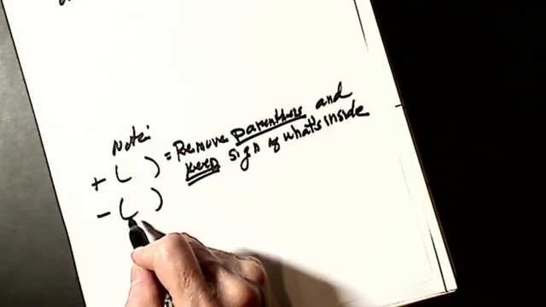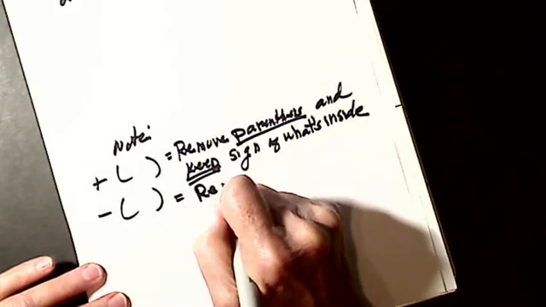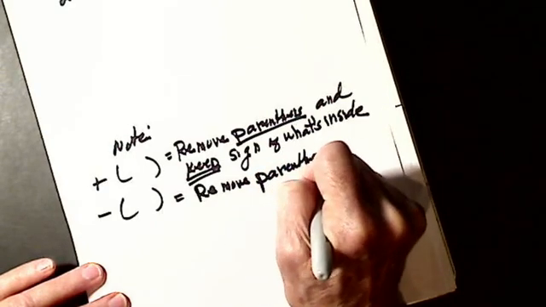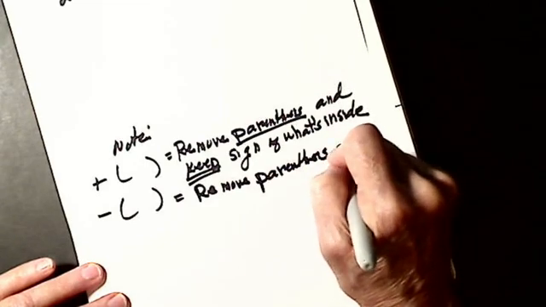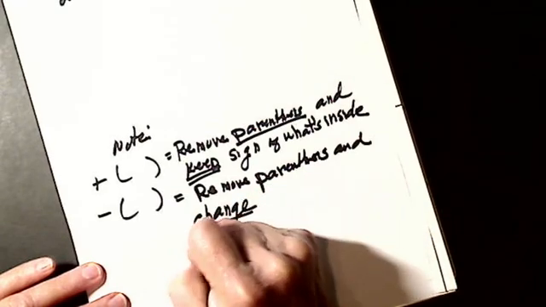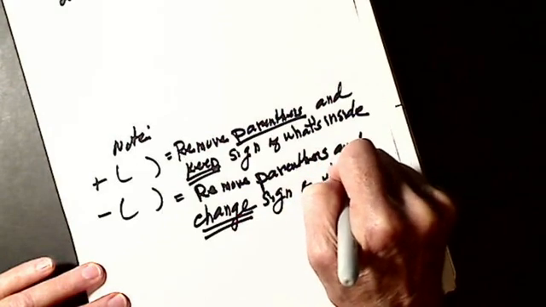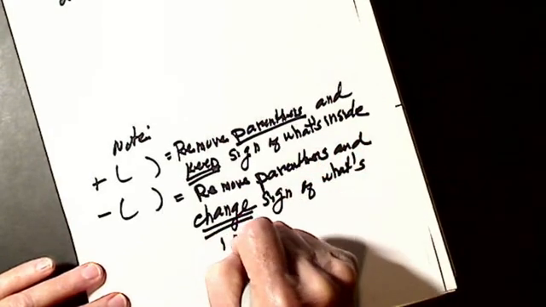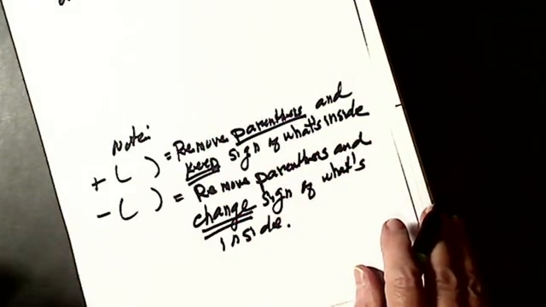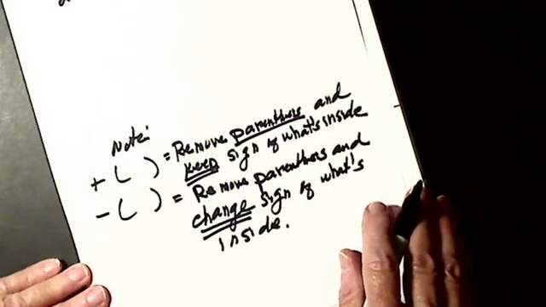A minus, we said, means the opposite of. So we're going to remove parentheses and we're going to change the sign of what's inside. So, a plus means keep it, a minus means change. All right? A plus means keep, a minus means change.